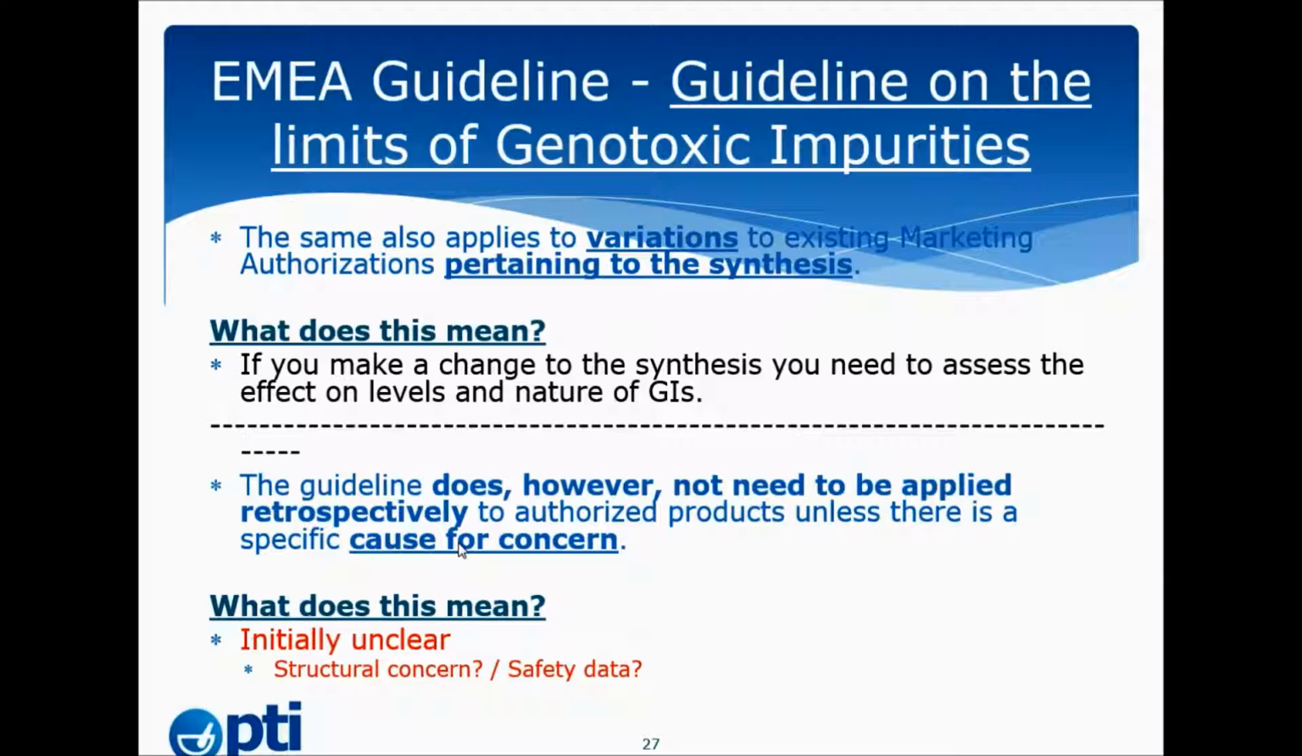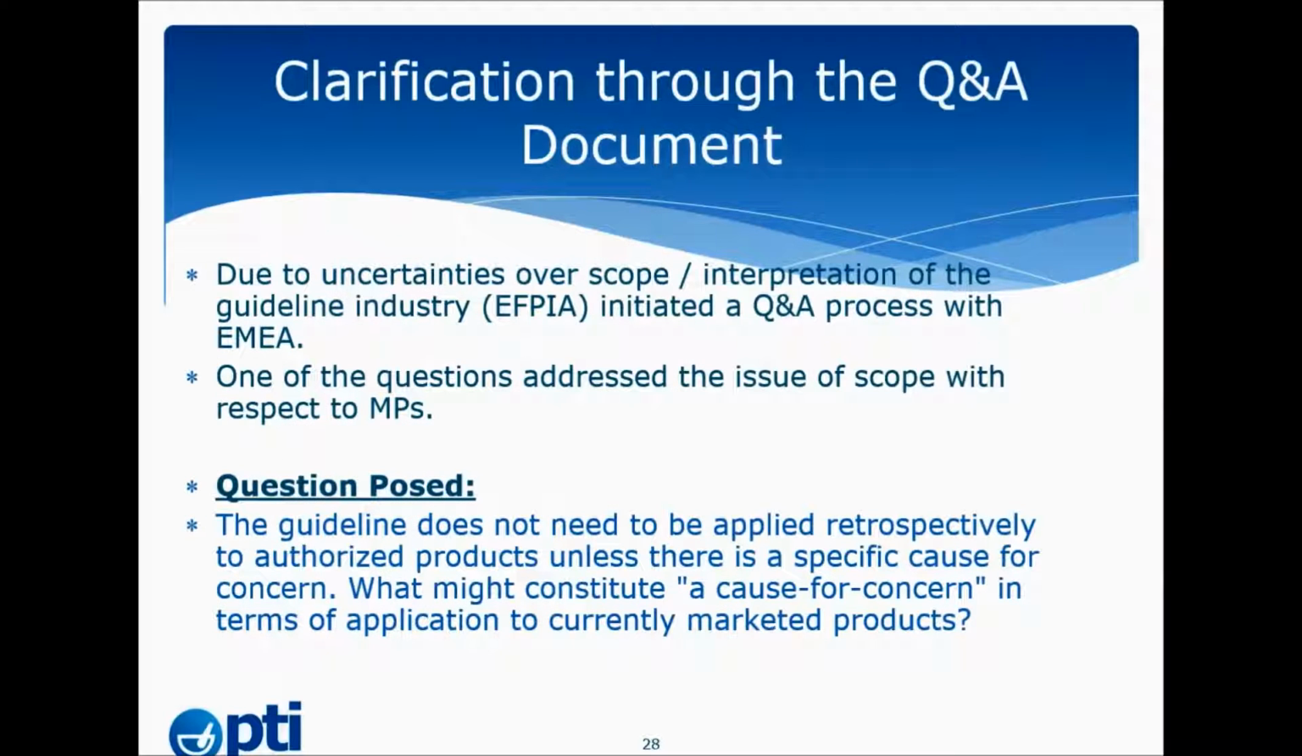I talked about nuances in English earlier on. This is a very nuanced bit of English from the point of view of cause for concern, which is a very vague term. What does this mean? It was initially very unclear. Was it a structural concern or was it actual safety data? So, because of this, this was again one of the areas that was subject to that Q&A process.